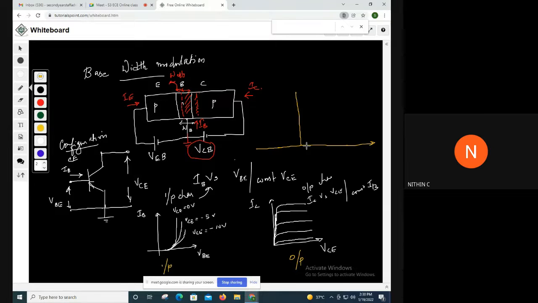Okay, have you completed? Did you draw the two figures? Just draw them roughly. And this will be for different IB values, IB1, IB2, IB3, IB4, each a different IB value. Have you completed the figure?